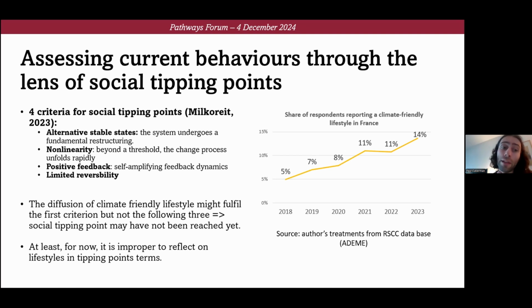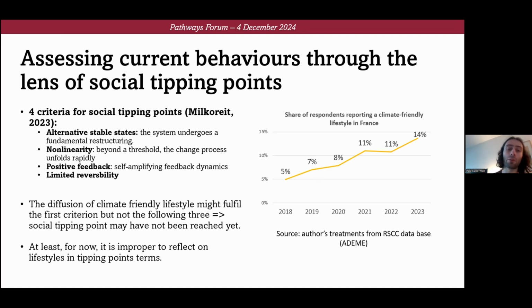All the last 3 criteria for asserting that there are social tipping points have not been evidenced in that case, because the trend is still pretty much linear. There's no explosion so far in the trend, hinting also that positive feedbacks could be limited. And above all, the process still seems to be reversible, because between 2021 and 2022, the share really plateaued, which is definitely not what would be seen if a social tipping point had been crossed.